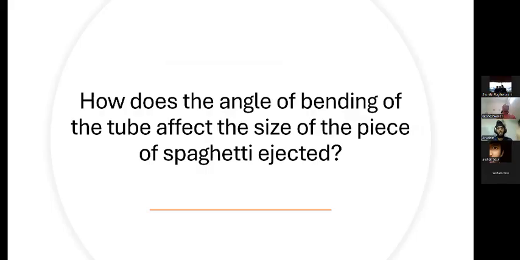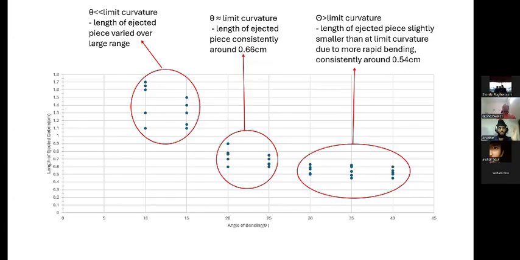Now, another thing we notice when we're doing this experiment is that there is a relation between the angle of bending of the tube and the size of the piece of the spaghetti that is ejected. Here is the graph for all the bending angles of the sizes of the pieces of spaghetti across the trials. As we can see, when the bending angle of the tube is much, much lesser than the limit curvature, the length of the ejected piece is varied over a very, very large range. However, when the bending angle of the tube is very close to the limit curvature of the spaghetti, the length of the ejected piece is very consistent, and it's around 0.66 centimeters.